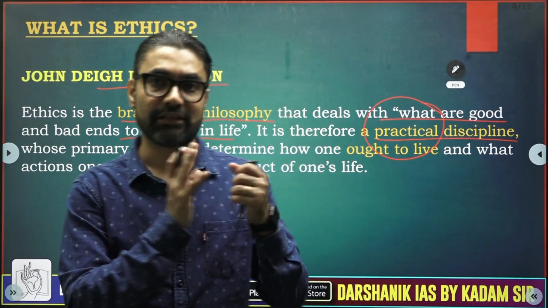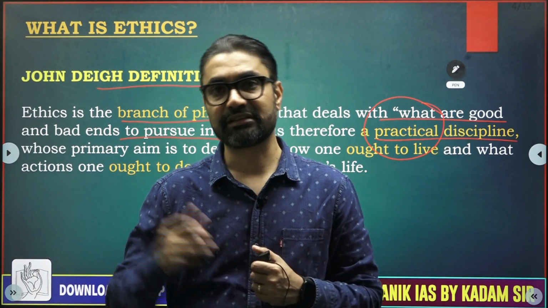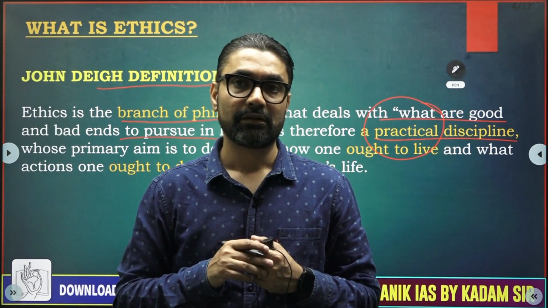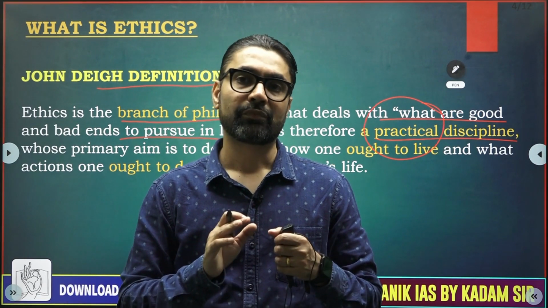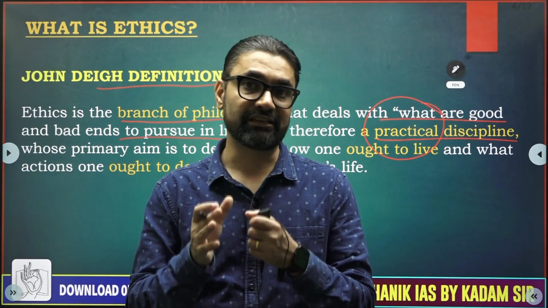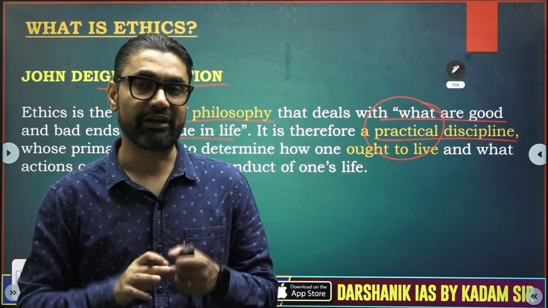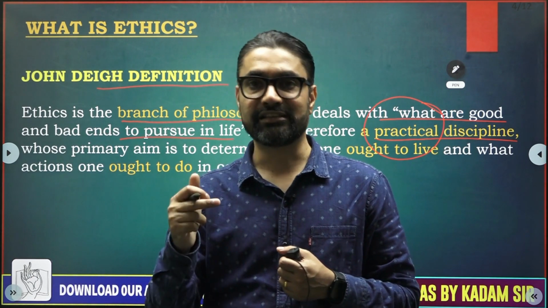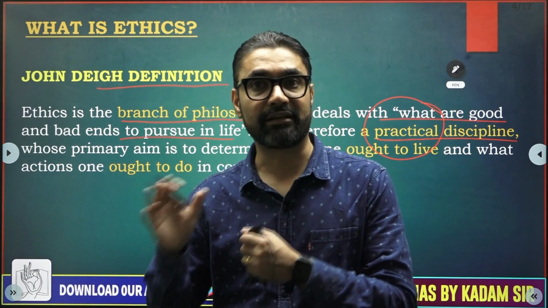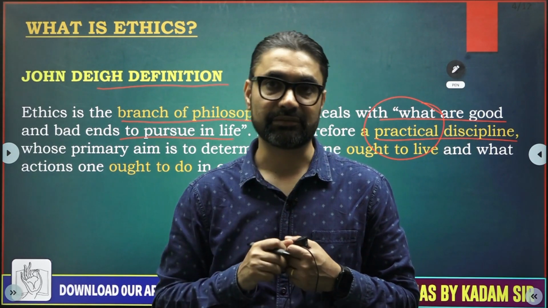Guys, there is a theoretical physics and then there is a practical physics. There is a theoretical chemistry, there is a practical chemistry. There is a theoretical biology, there is a practical biology. So ethics, whether it is a theoretical subject or a practical subject. The word practical discipline means ethics is a practical subject. Now why is this word significant in the definition?